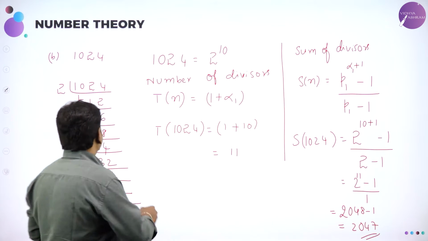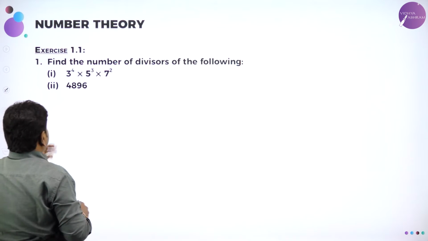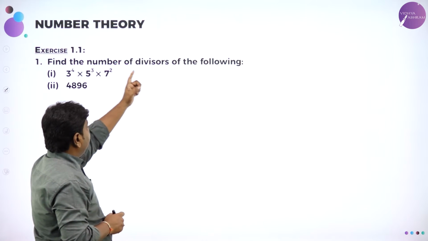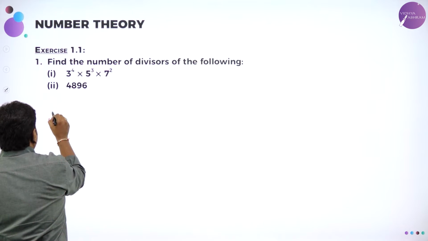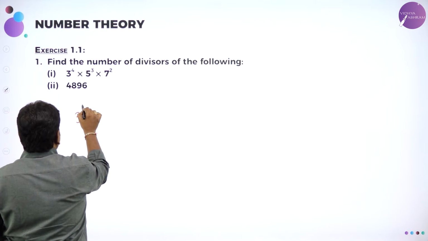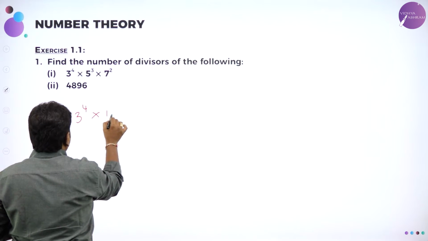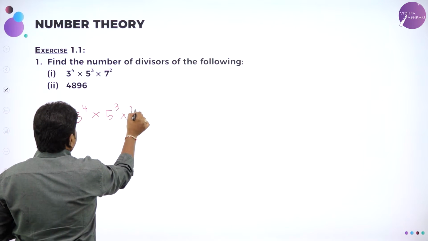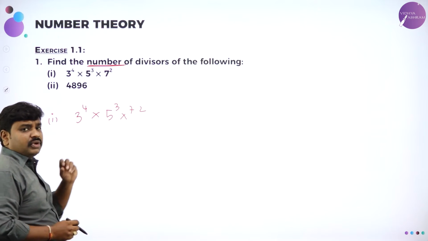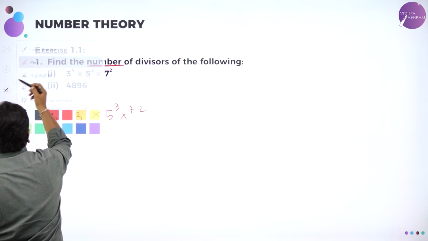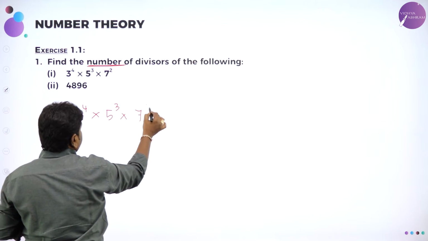Now going ahead, they want you to find the number of divisors of the following. The first question they gave readily in canonical form: 3 power 4 into 5 power 3 into 7 square. Please read the question. They want only the number of divisors. So what is the formula for the number of divisors?